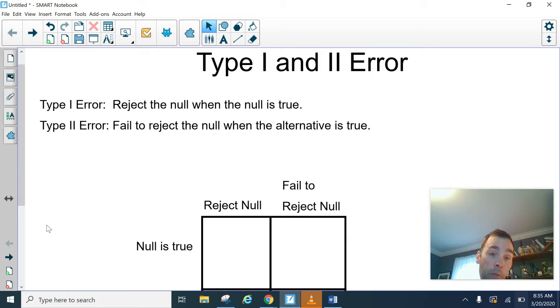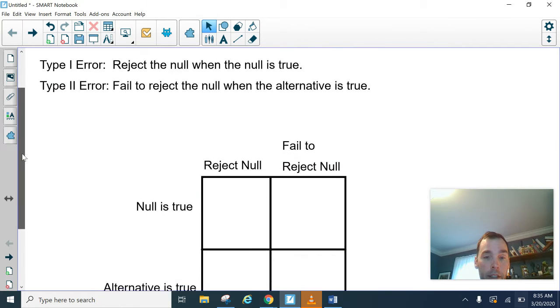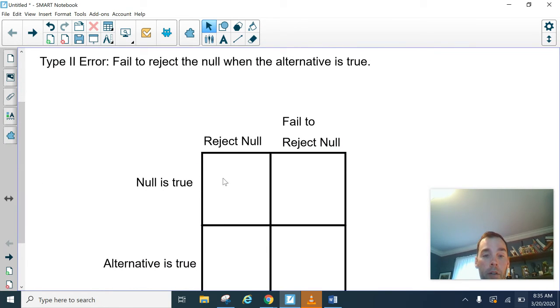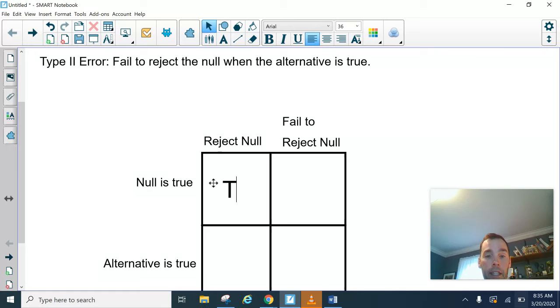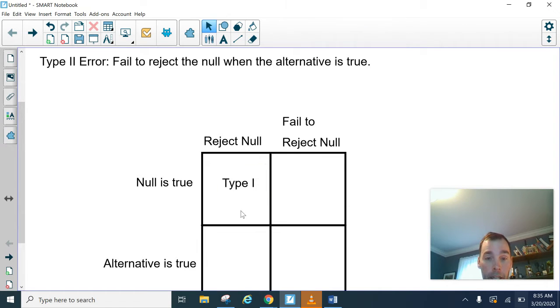Or we could have failed to reject the null when the alternative is true. And that's called a type 2 error. So those are the two types of errors. And I grabbed this little grid from the textbook, just to show you. So like this first box right here, it says reject the null when the null is true. We just said that's a type 1 error. So what I'm going to do is just write that in there, type 1 error. And that's good.